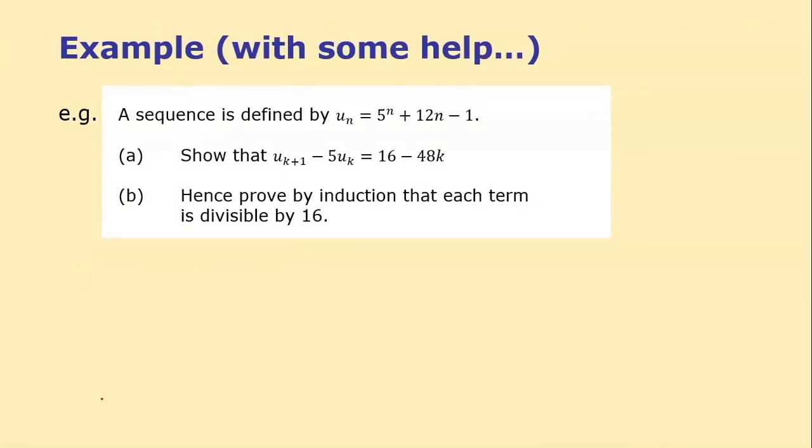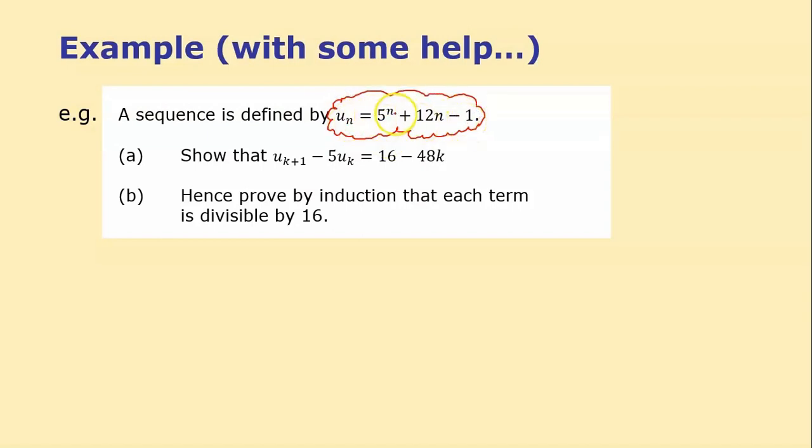So here's an example. I've got 4 examples for you here. These first 2 are what I would describe as being with some help. You do get these, but you also get some without help. So let's just have a go at this. First of all, we've got some sequence defined by this formula: U_n equals 5^n plus 12n minus 1. So it's just like a sequence formula. It's not iterative. It doesn't use the last term.